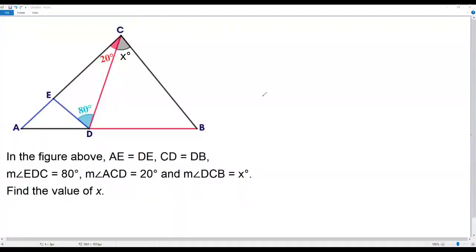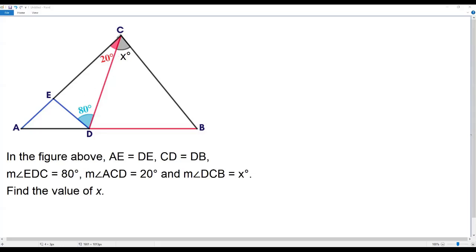Here we have a geometry problem. There is a figure given over here. In the figure above, AE equals DE, CD equals DB, measure of angle EDC equals 80 degrees, measure of angle ACD equals 20 degrees, and measure of angle DCB equals x degrees. Find the value of x. In the given figure, we have to find the value of x.